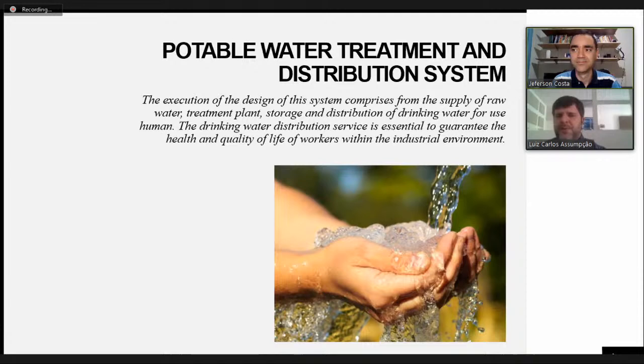So I can give an example that I have already worked on. We had a refinery of Petrobras, I will not say the name, but we had a great problem with the distribution of drinking water for the workers that work in this refinery. They had some health problems because of the quality of this water. So we had to look for the design for the project of this system, and we had to change some treatments of this water to guarantee the quality of the water.